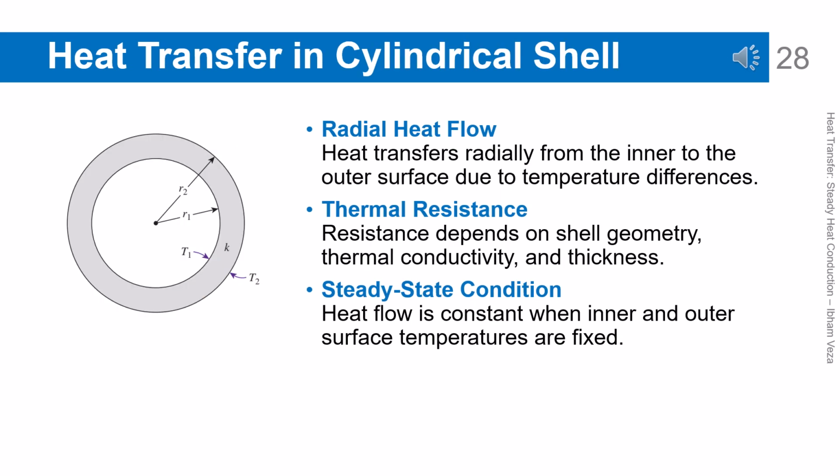Heat transfer in cylindrical shell. Heat transfer in a cylindrical shell occurs radially from the inner side to the outer side due to temperature differences. The thermal resistance is determined by the shell geometry, material conductivity, and wall thickness. Under steady conditions, the heat transfer rate is constant across the entire section. The temperature profile is no longer linear with radius, but logarithmic. This model is very important for pipe and tube analysis.